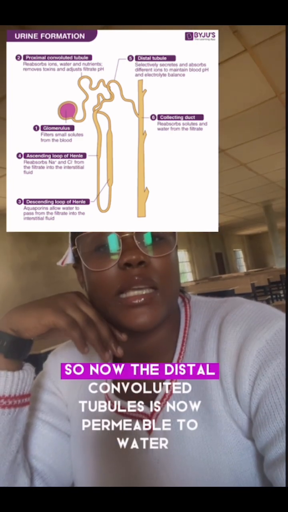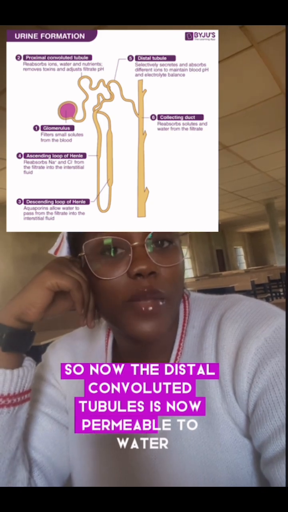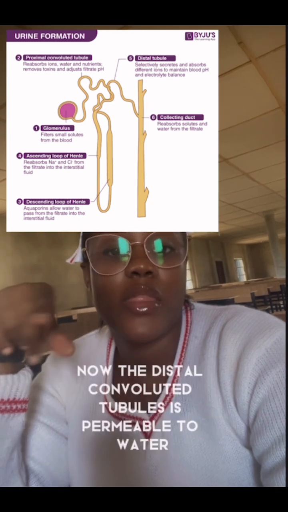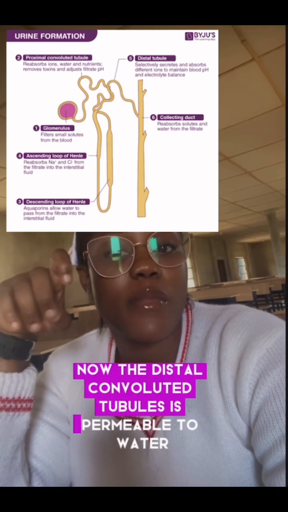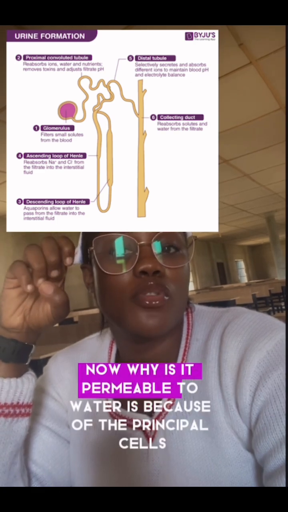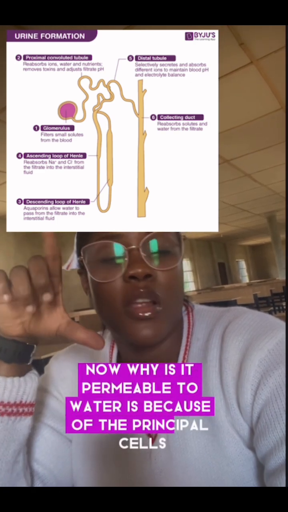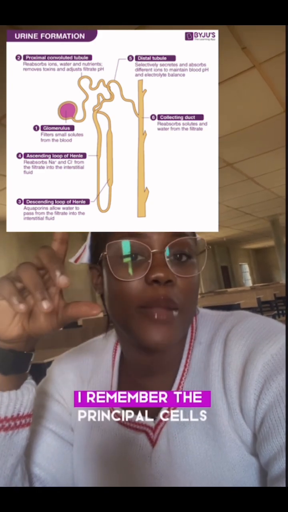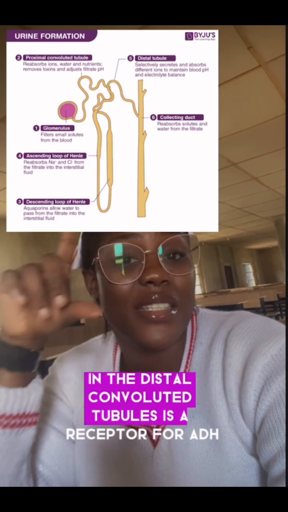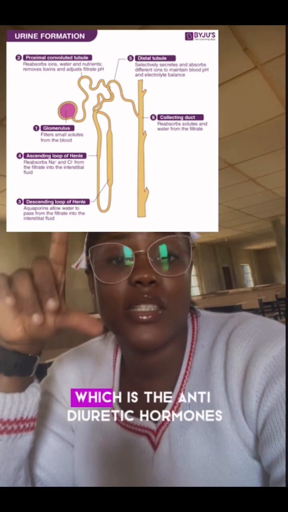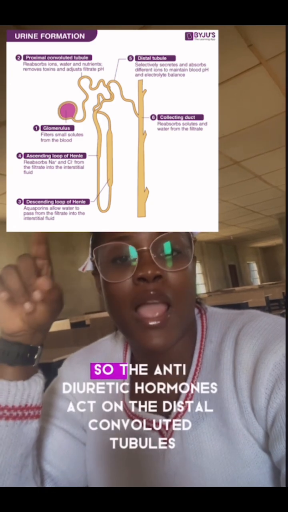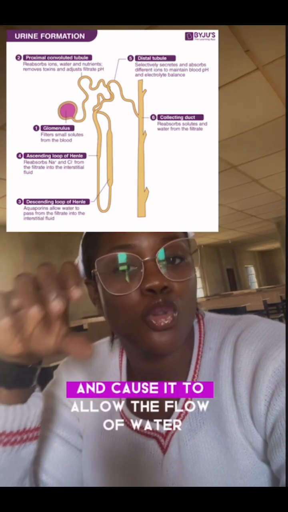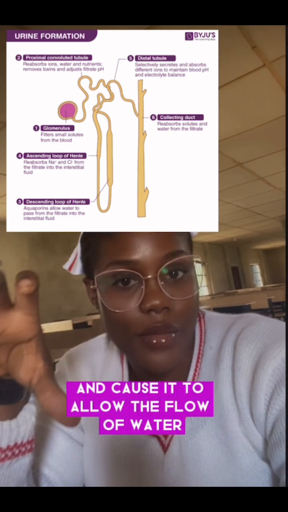So now the distal convoluted tubules is now permeable to water. Remember the ascending loops of Henle was impermeable to water. Now the distal convoluted tubules is permeable to water. Now why is it permeable to water? It is because of the principal cells in the distal convoluted tubules. Remember the principal cells in the distal convoluted tubules is a receptor for ADH, which is the antidiuretic hormone. So the antidiuretic hormone acts on the distal convoluted tubules and causes it to allow the flow of water.